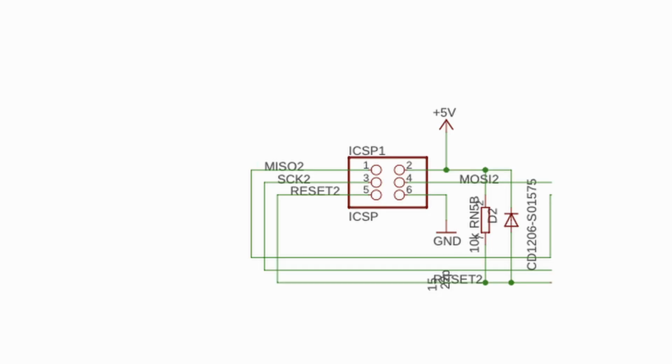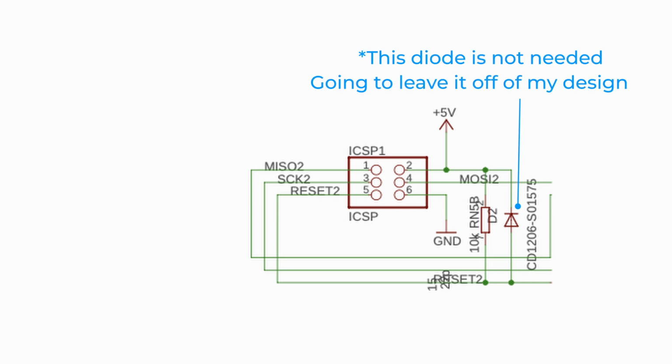Every ICSP requires six pins, three for data transfer, two for power and ground, and the last one for resetting the device. The reset pin plays an important part in programming each chip. I'm not going to go into detail here, but each component in the reset circuit is necessary in order to program our devices reliably, so we won't deviate from this design at all.